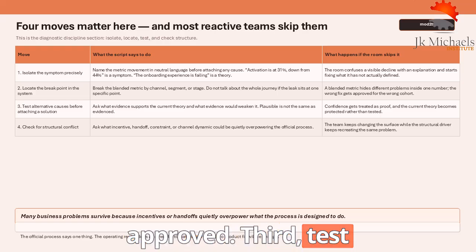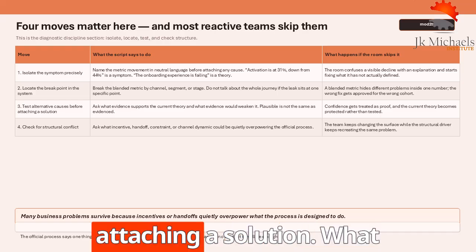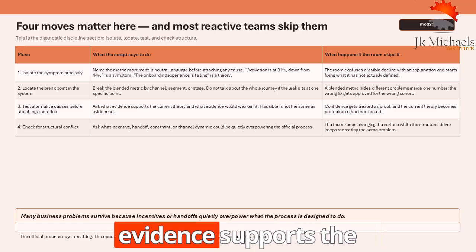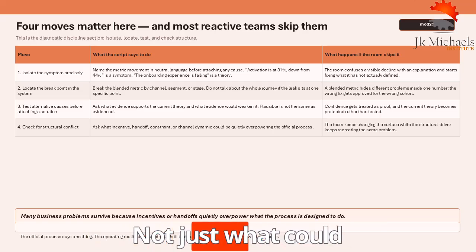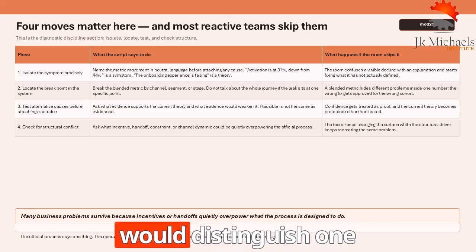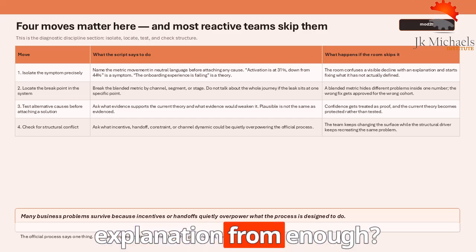Third, test alternative causes before attaching a solution. What evidence supports the current theory, and what evidence would weaken it? Not just what could explain this, but what would distinguish one explanation from another?